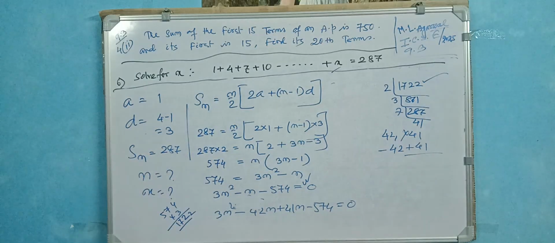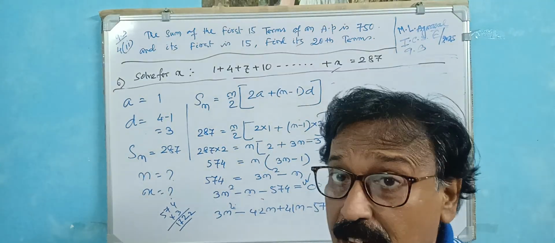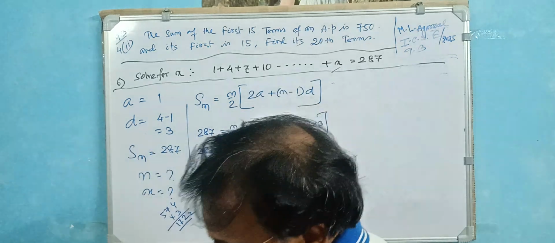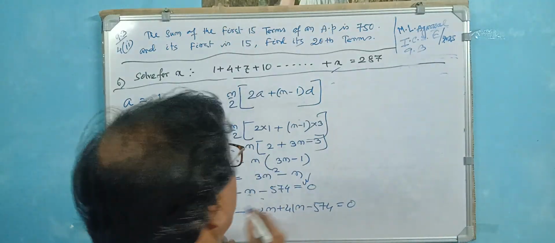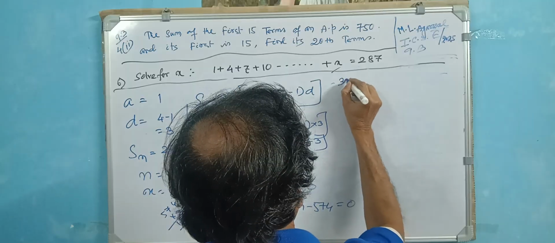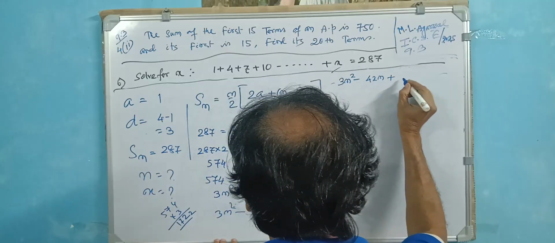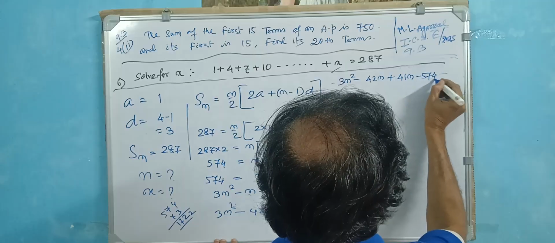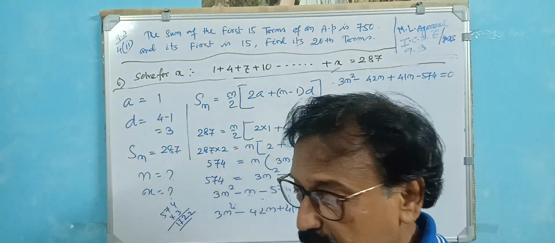Clear? So actually this is this way. Very interesting sum, this one. From here is starting the middle term factor. So ultimately 3n square minus 42n plus 41n minus 574. Here I just repeat: 3n square minus 42n plus 41n minus 574. Already all the videos are uploaded in my channel, the middle term factor, all the factorization you see.